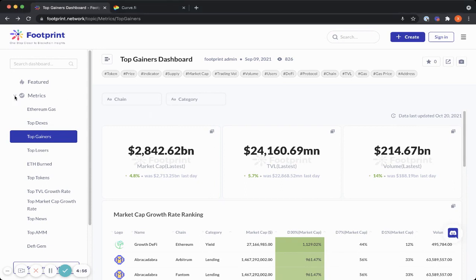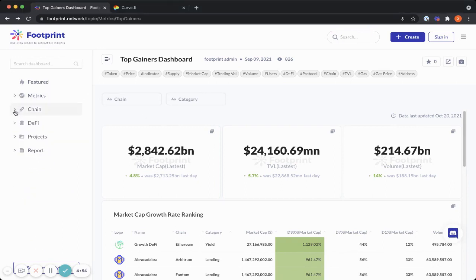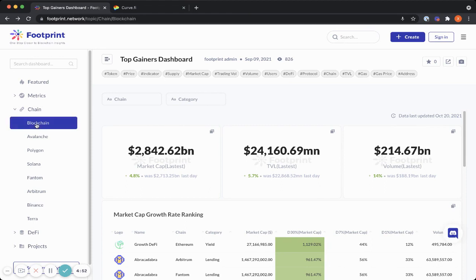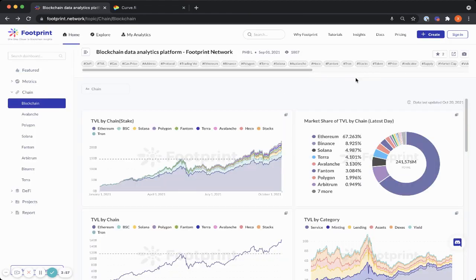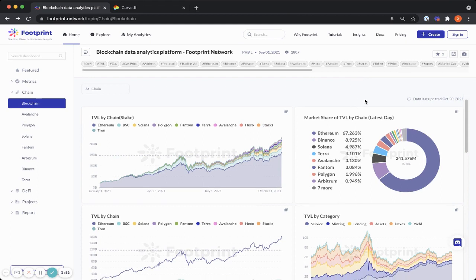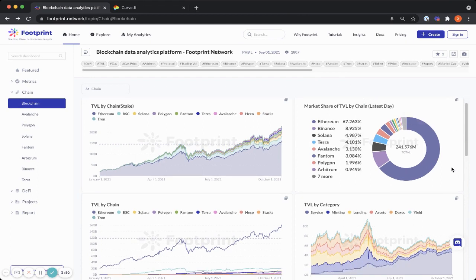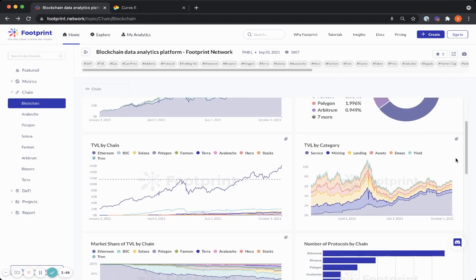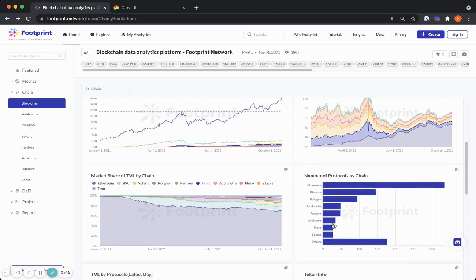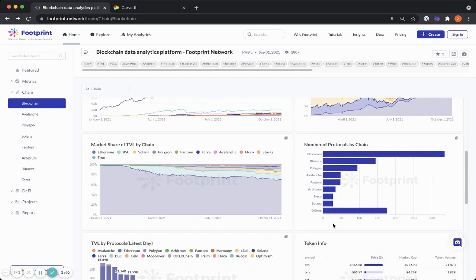Okay, so in this next section, we are going to move on to have a look at chains. In this area, we can get an idea of the performance of public chains as a whole. For example, on the right here, we can see market share of TVL by chain. Moving down, we can also see the split of TVL by category. And we can also see the number of protocols by chain.